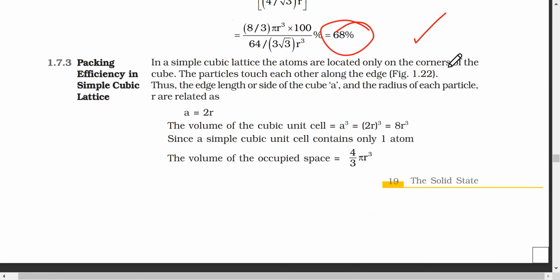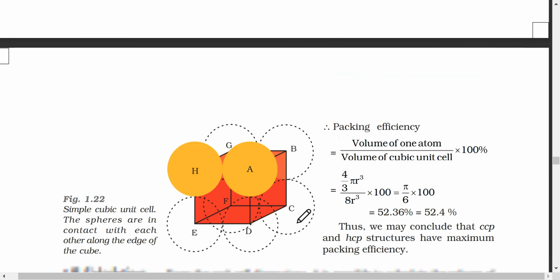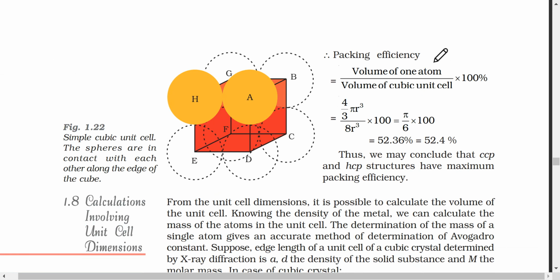Atoms are located only on the corners of the cube. The particles touch each other along the edge. Thus, the edge length or side of the cube A and the radius of each particle is related as a = 2r. ठीक, दो atoms. The volume of the cubic unit cell is a cube, (2r) whole cube. ऐसे करेंगे. Again, same formula. Packing efficiency का volume of one atom divided by volume of cubic unit cell, ठीक, and that is into 100 percentage के लिए and you'll get 52.4.